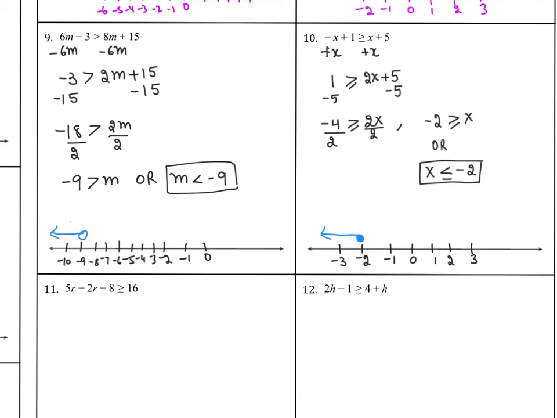For number 10, you're going to bring the variable on one side. So you're going to add x on both sides. You're left with 1 greater than or equal to 2x plus 5. Subtract 5 on both sides, you get negative 4 greater than or equal to 2x. Divide by 2 on both sides, you get x is less than or equal to negative 2, or in other words, negative 2 is greater than or equal to x. But you always write x first, so x is less than or equal to negative 2. On top of negative 2, closed circle, go to the negative direction.